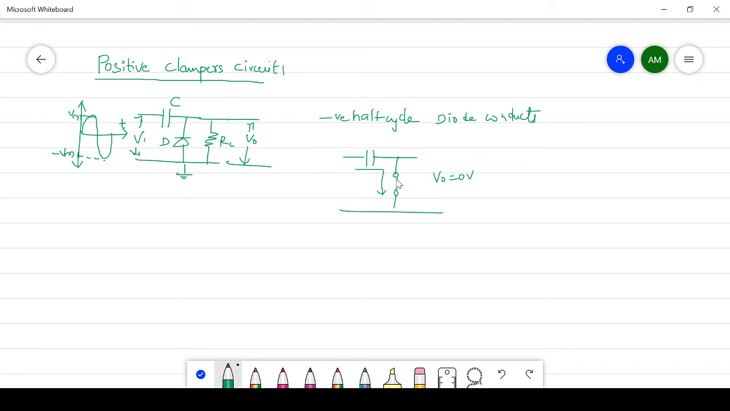The diode is in forward bias condition, so it conducts and acts as a short circuit. The total current flows through the diode only, so there is no output signal across the load resistor and the output voltage is 0 here. The complete current flows through the capacitor and the diode. When the current flows through the capacitor, what happens? The capacitor charges to the peak value of the input signal.